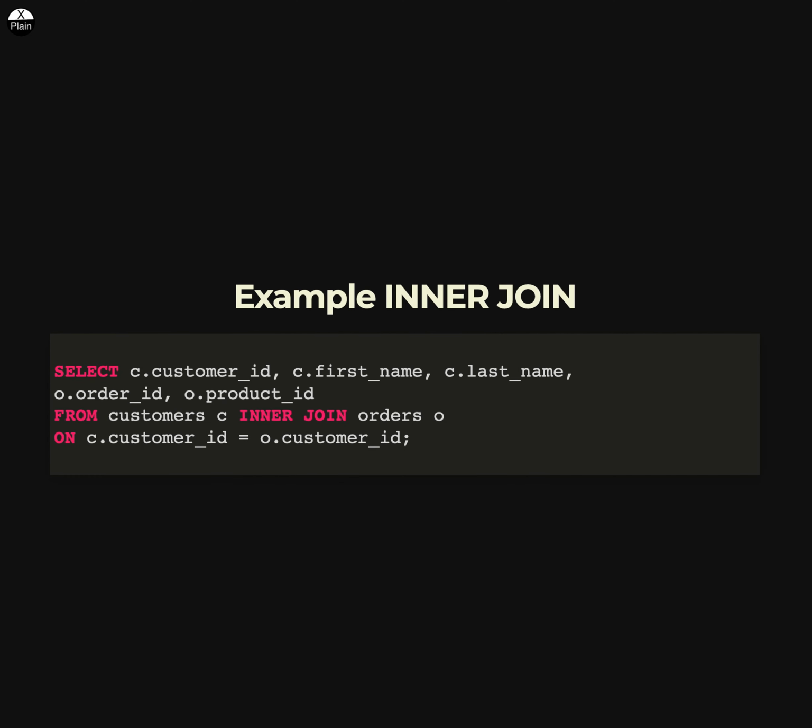Here is an example of an inner join in SQL. This query selects the customer ID, first name, last name, order ID, and product ID from the customers table and orders table and combines the rows that have a matching customer ID. The result set will contain all columns from both tables for each row that meets the join condition.